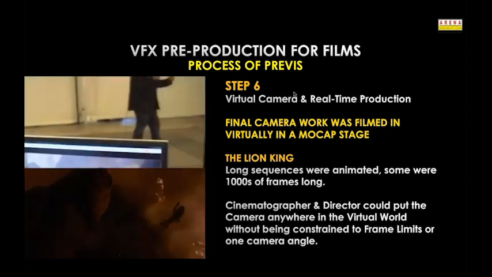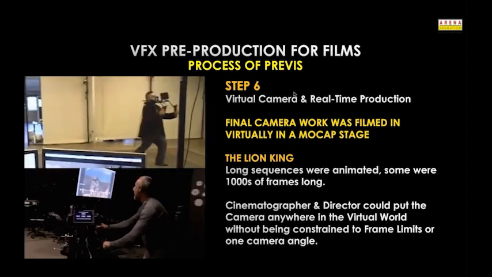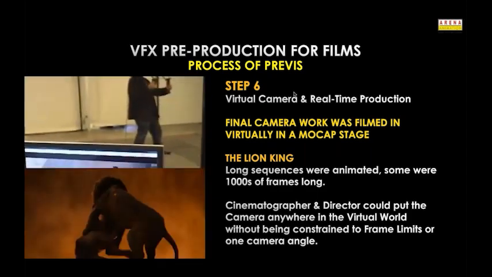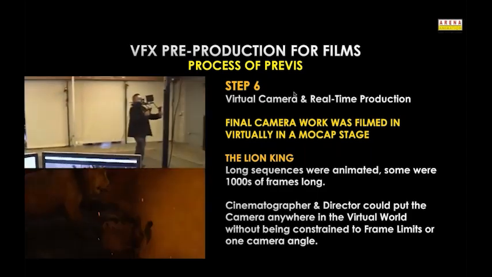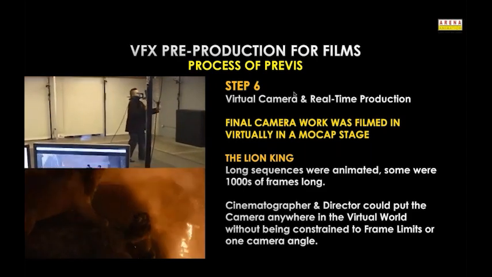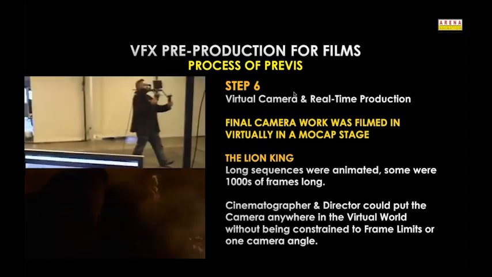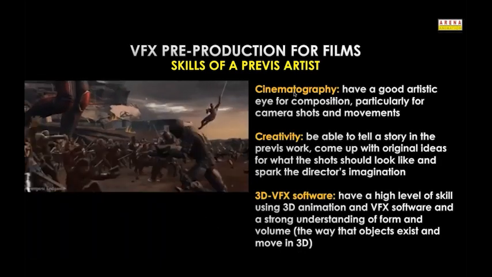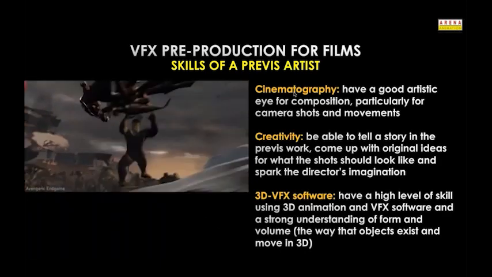So you can scale up the virtual world, zoom in, zoom out, move around. Now it looks like the camera is actually inside the CG world. So that's more on the virtual camera as such. So these are the 6 processes of previz.